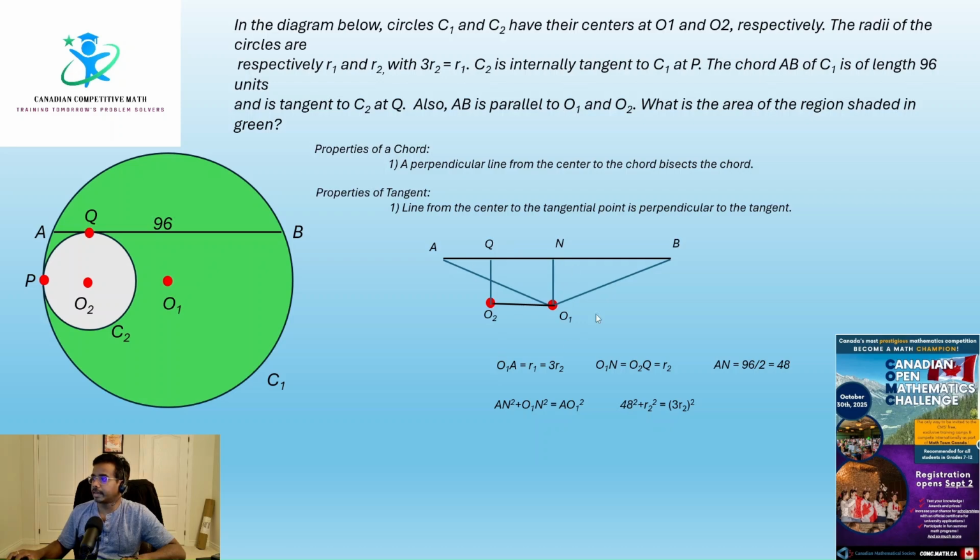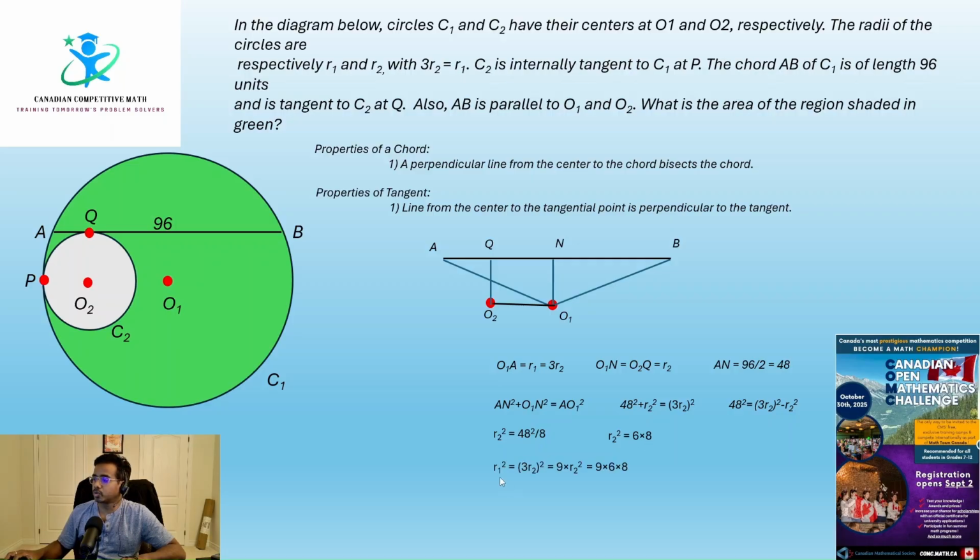So we know that AN is 48. 48 square plus R2 square is O1N square, which is R2 square, and AO1 square is 3R2 whole square. So we can write it as 48 square equals 3R2 whole square minus R2 square. From that we can establish R2 square is 48 square by 8. Now R2 square will be 6 times 8.